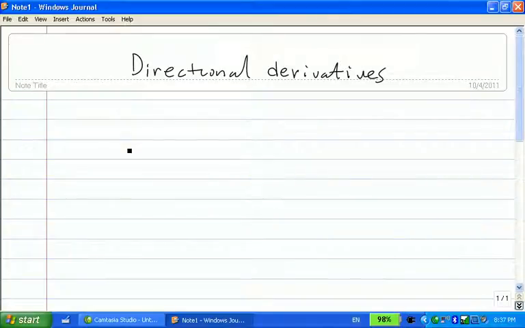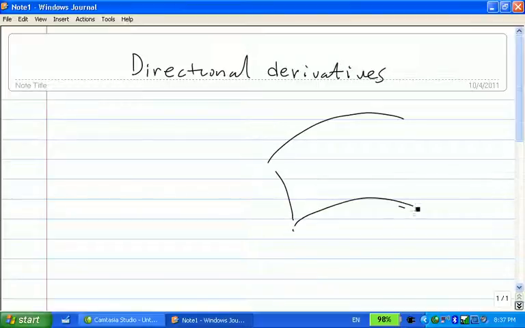This video is about directional derivatives. Okay, first of all, let's see what a directional derivative is. Think about it, we have a surface, a function f(x, y). We know its graph is a surface.